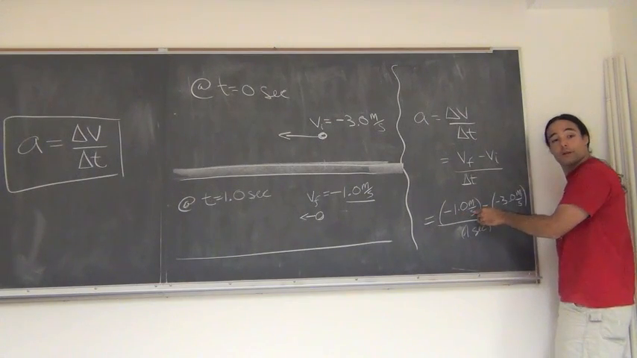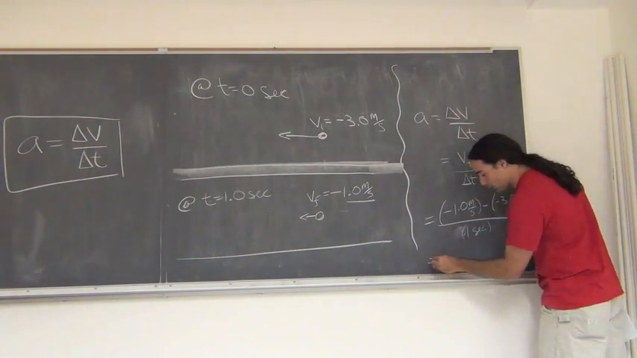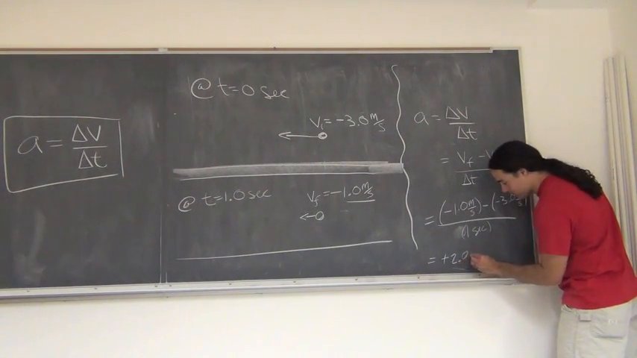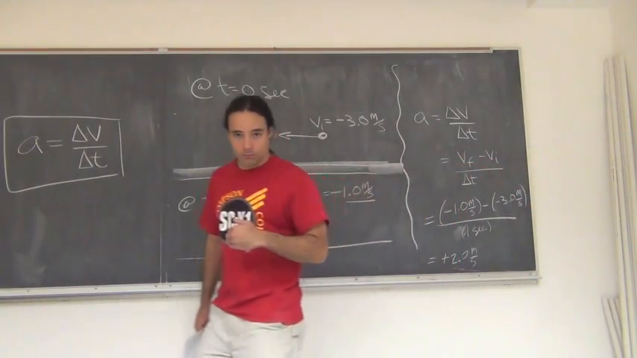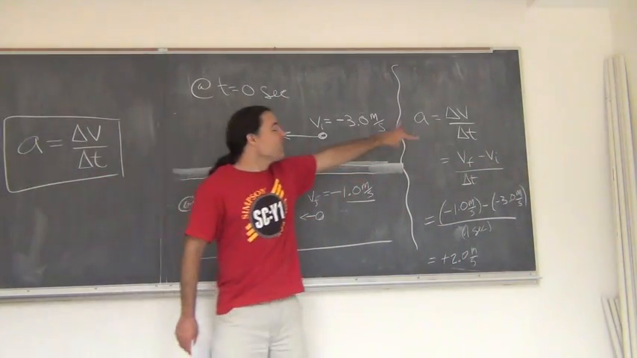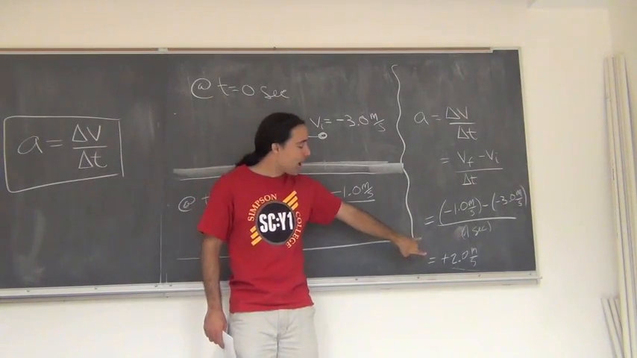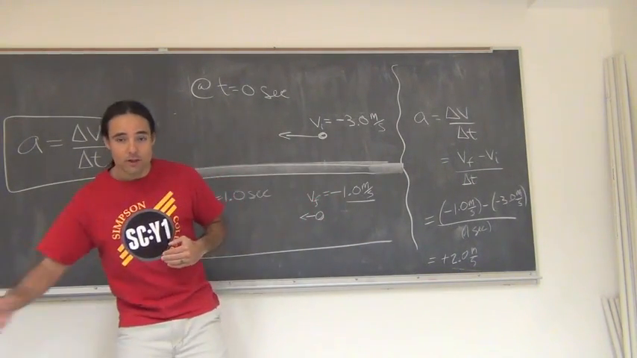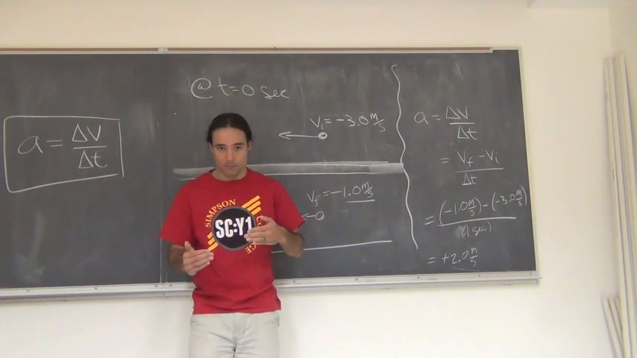So it's negative 1 minus 3. That gives me a positive 2 divided by 1, which is still positive 2 meters per second. So even though I am slowing down, my definition of acceleration tells me that I have a positive acceleration. Positive and negative accelerations don't have to do with speeding up or slowing down.